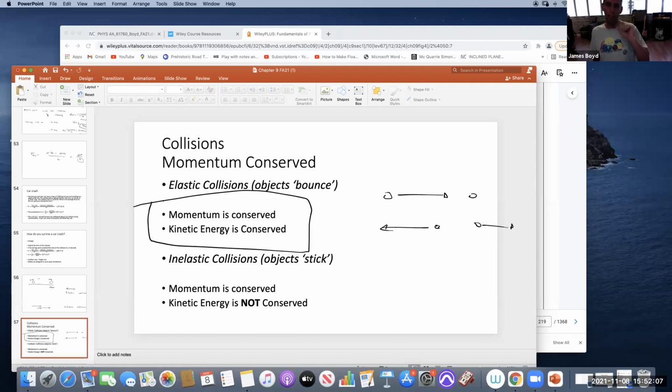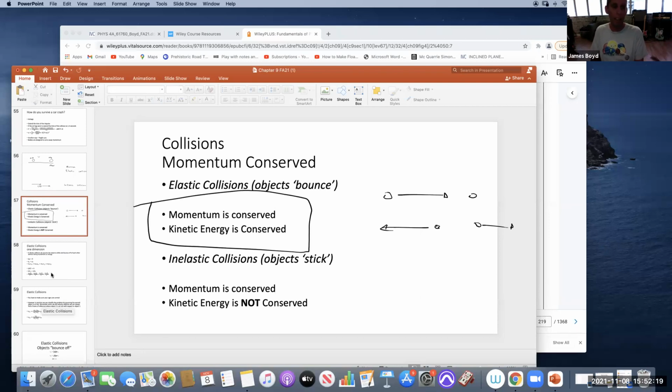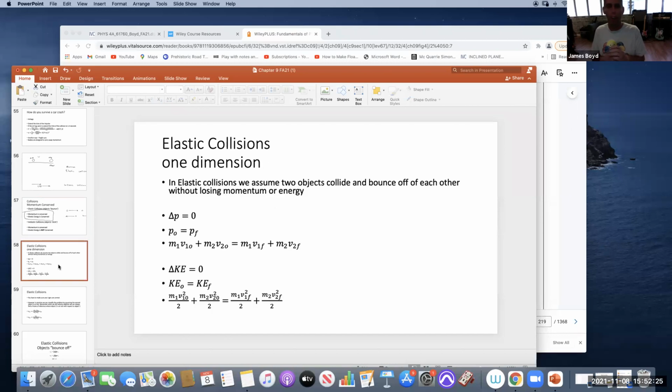Essentially, when objects stick together, they have to lose some energy from sticking together, and therefore their energy is going to be less, so they can't conserve energy when they stick together. But if they bounce off, they may. In real life, there's no such thing as a perfect inelastic or elastic collision. We're going to assume that there is.